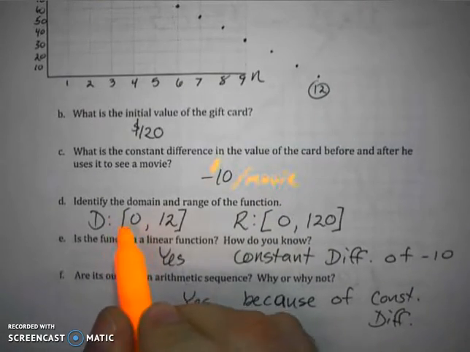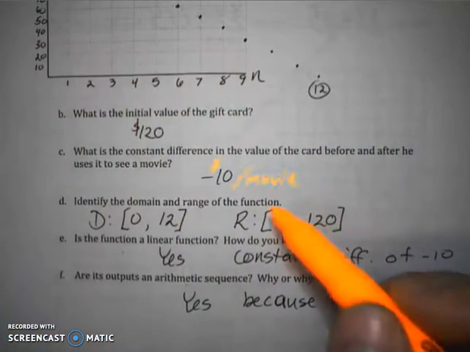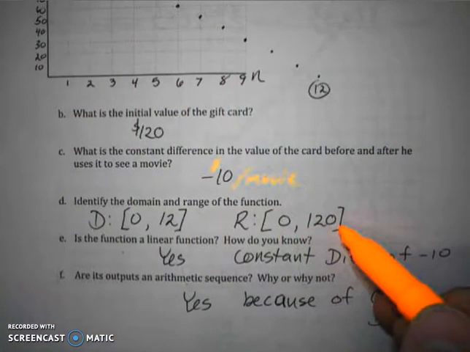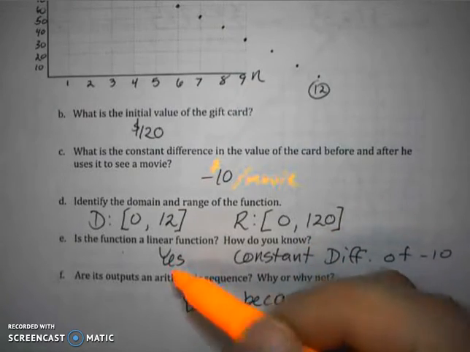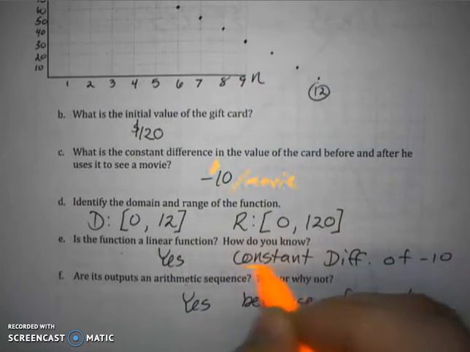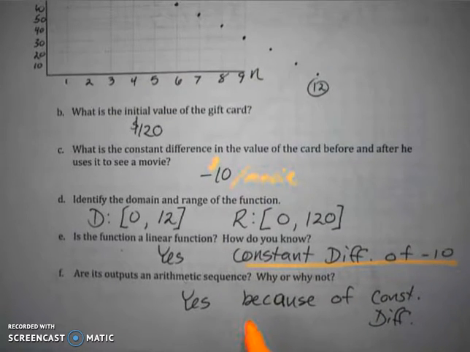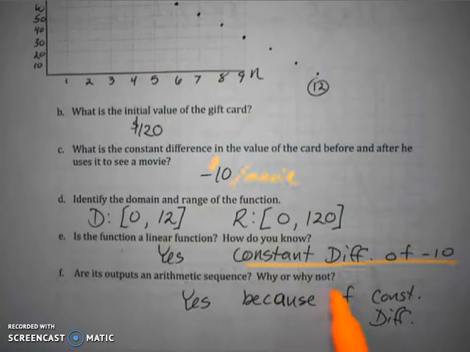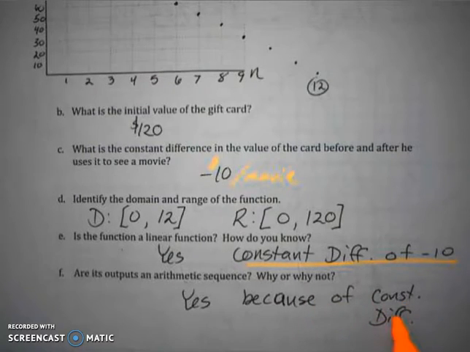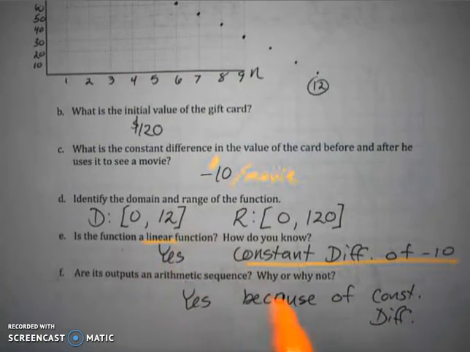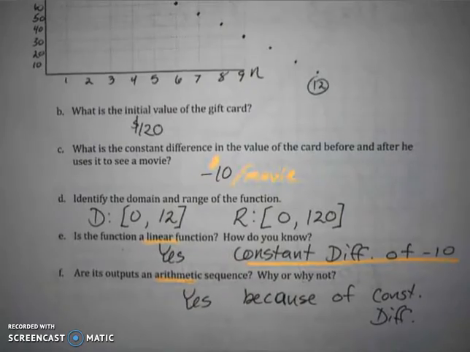Okay. The domain and range. Domain goes from 0 to 12 movies. Range goes from 0 up to $120. Is this a linear function? Yes, because there's a constant difference of negative 10. Are its inputs an arithmetic sequence? Yes, because of the constant difference, or because it's linear. That would also work. If it's linear, it's arithmetic.